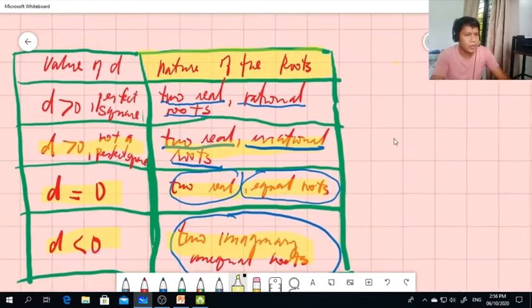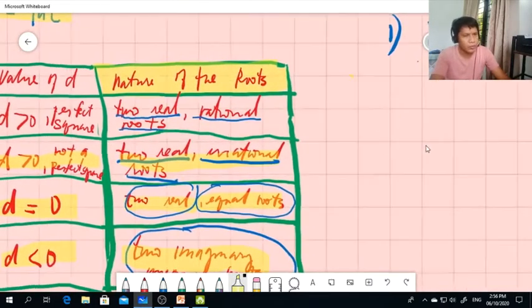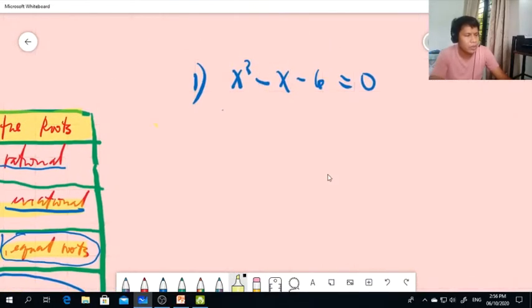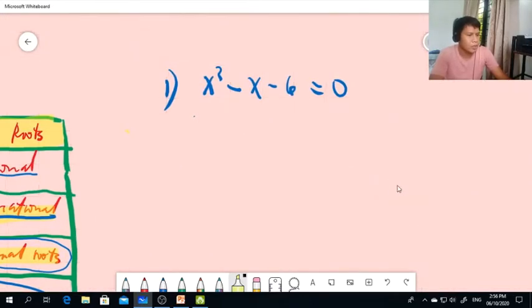So let's have some examples. Let's determine whether the discriminant of this quadratic equation is greater than 0, equal to 0, or less than 0. We have here the quadratic equation x squared minus x minus 6 is equal to 0. The first thing that we need to do is to identify your a, b, and c of this quadratic equation. And please remember that when the quadratic equation is not written in its standard form, you need to write it in its standard form.